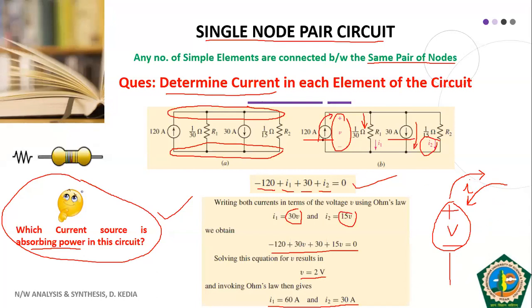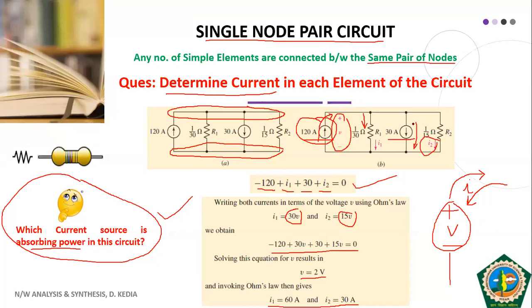Now you see here, in case of 120 ampere, the current is moving out, and look at the voltage V. It is plus on the top side and minus on the bottom side. So this convention is matching with what I have shown with the voltage source. It means that your current is going out of the positive terminal. So the 120 ampere current source is delivering power to the circuit.